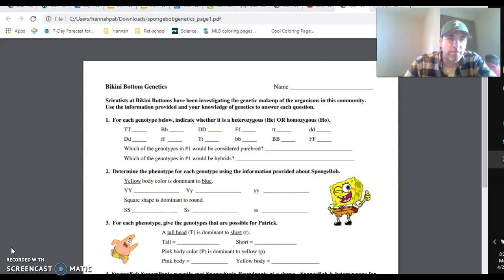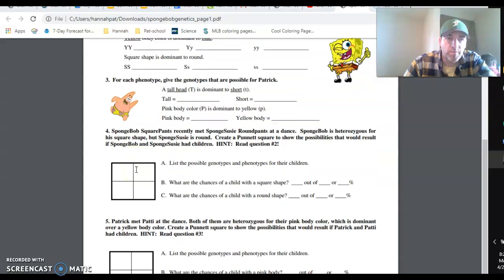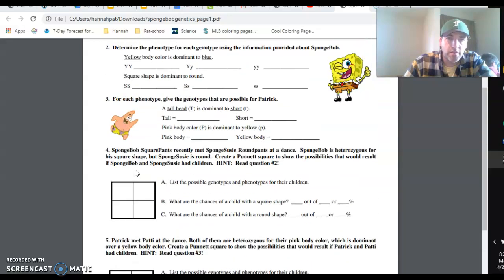So what I would like you to do today is to do this SpongeBob genetics worksheet. It's kind of going to take a little step back, but it's going to give you a little extra practice figuring out genotypes and phenotypes and finding the difference between heterozygous and homozygous genotypes. So this is the worksheet. It's just one page. It should not take you too long.